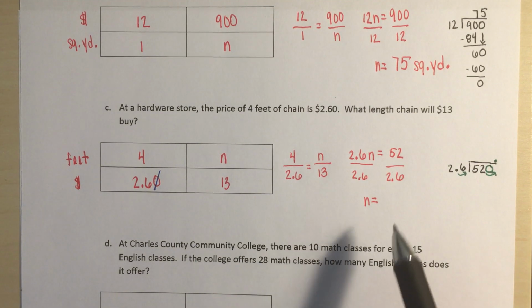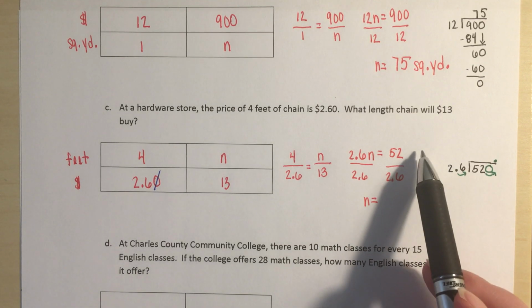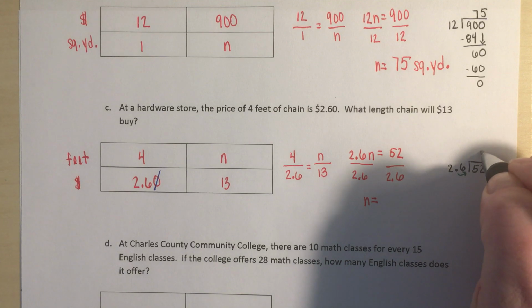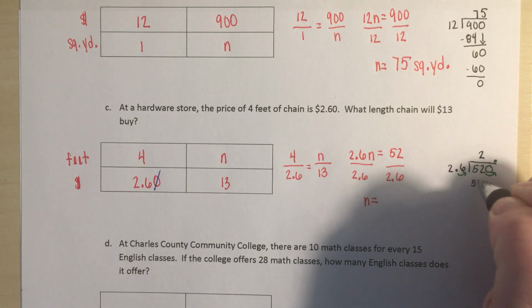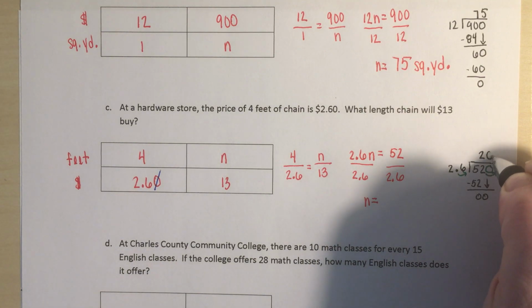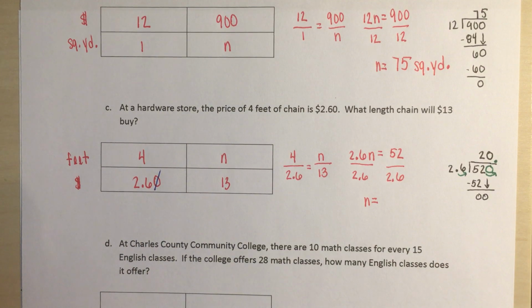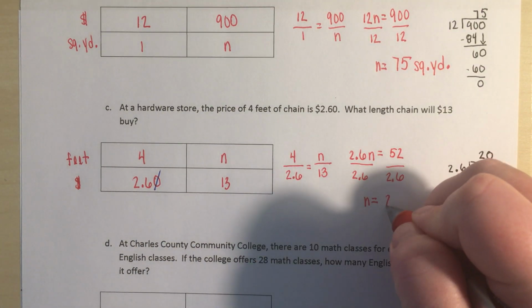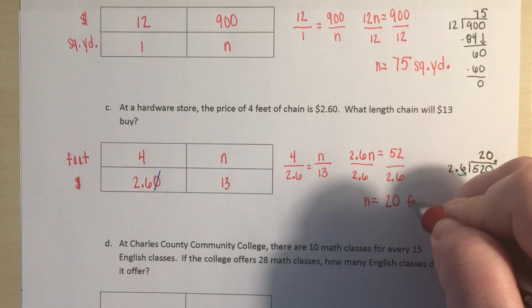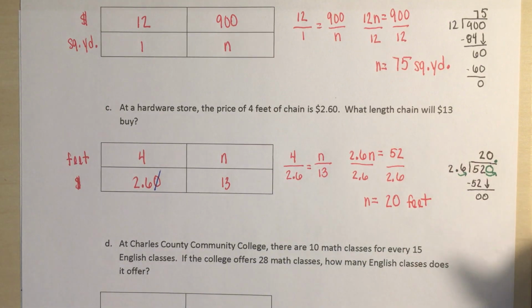We could take this and move this decimal over, which means we need to move that one over. It's the same thing. 26 goes into 52 exactly twice. 2 times 26 is 52. We don't go into that 0, but we do want to make sure we put a 0 up top. So our n is 20. We were missing a value of feet. So $13 will buy 20 feet of chain.